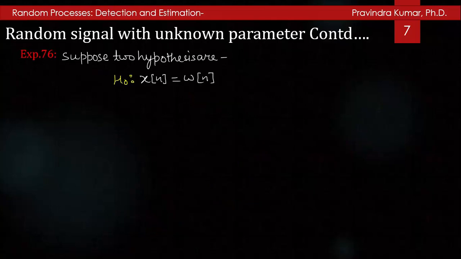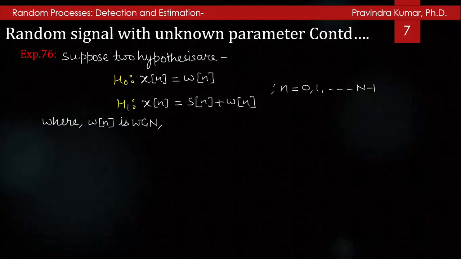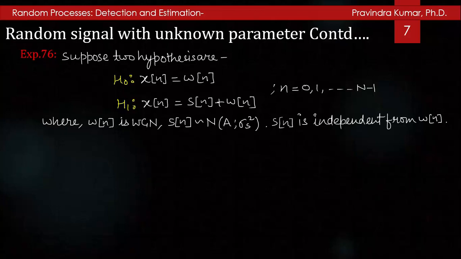H naught corresponds to xn is equal to omega n, meaning under hypothesis H naught there is only noise, and under hypothesis H1 xn is equal to Sn plus omega n, where n is from 0 to N minus 1, and omega n is white Gaussian noise, and Sn is normally distributed with mean A and variance sigma s square. Sn is independent of omega n. Sn are independent and identically distributed.